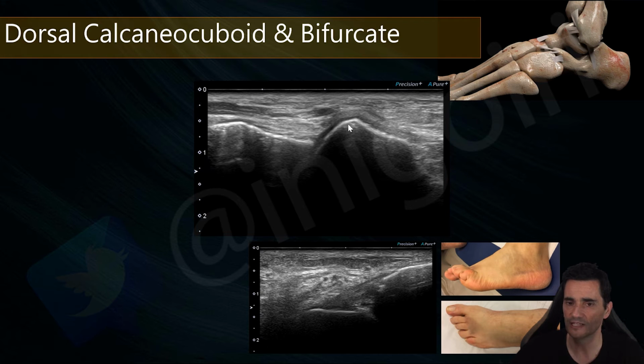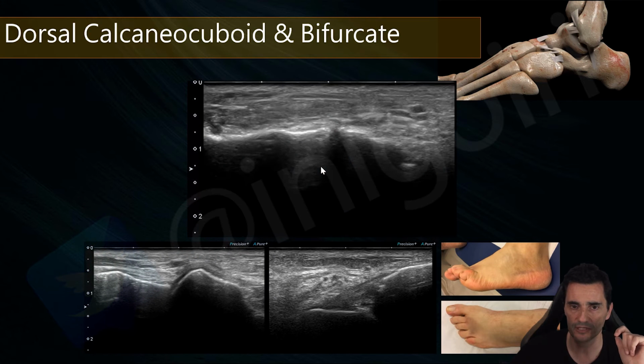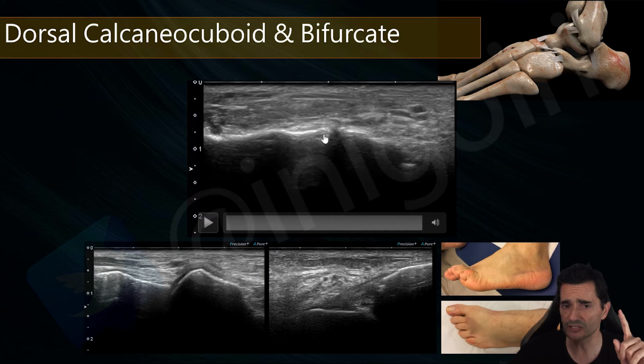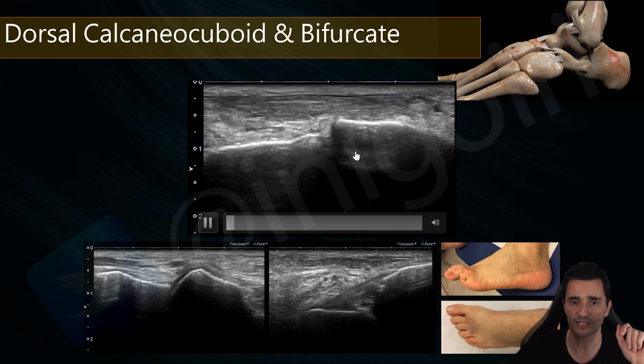This is the talus, this is the navicular bone, and this is the talonavicular ligament between these two bones, with a good image, hyperechoic, fascicular, no problem at all. Okay, let's check another ligament. This is the dorsal calcaneocuboid ligament, and its image seems normal, but we are going to check from downwards to upwards all the area between the calcaneus and the cuboid bone, and let's see what happens here.